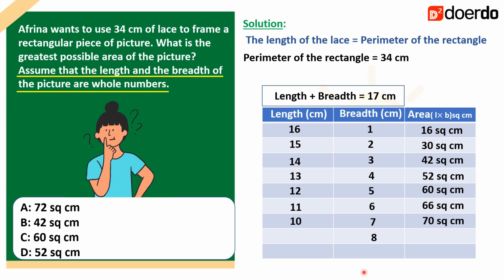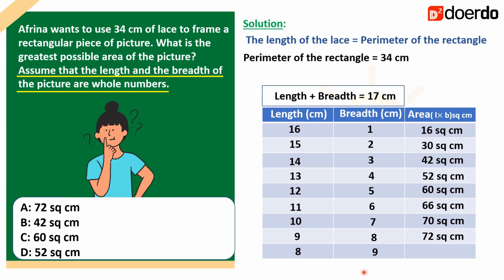Next, we consider breadth as 8 centimeters, and length will be 9 centimeters. Length into breadth is 9 into 8. We get the area value of 72 square centimeters. Next, we take breadth as 9 centimeters. Then length would be 17 minus 9, which is 8 centimeters.